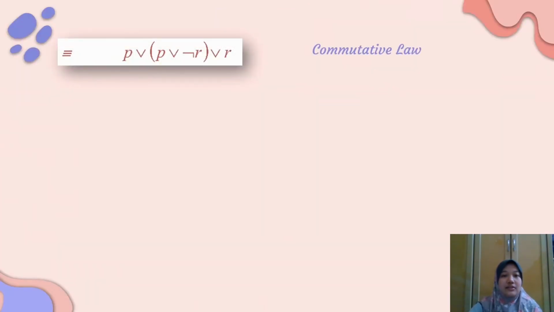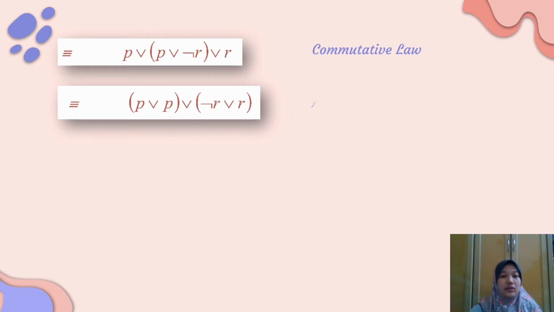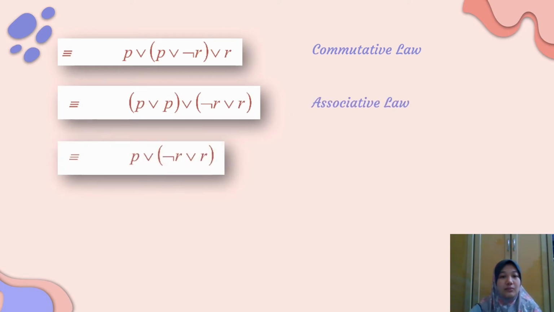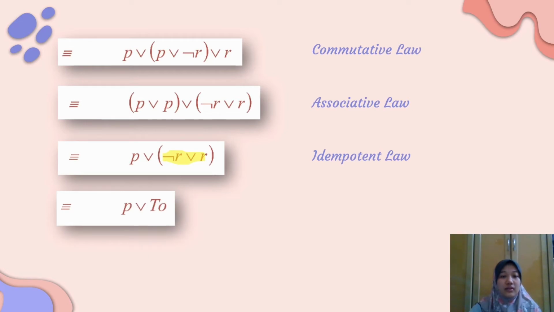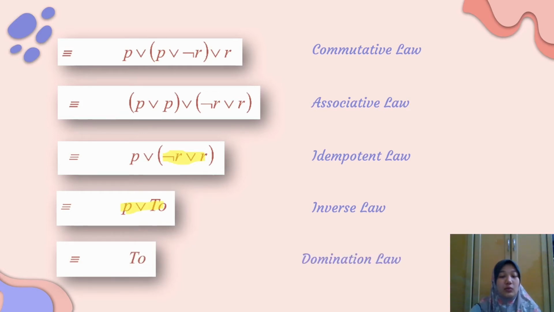Because the sign is the same, we can use associative law, and then P or P equals P by using idempotent law. Negation R or R equals tautology by using inverse law. P or tautology is tautology by using domination law. So it is shown.